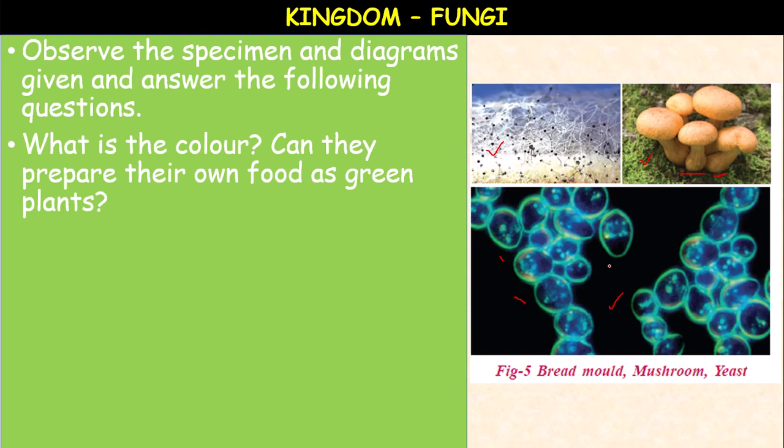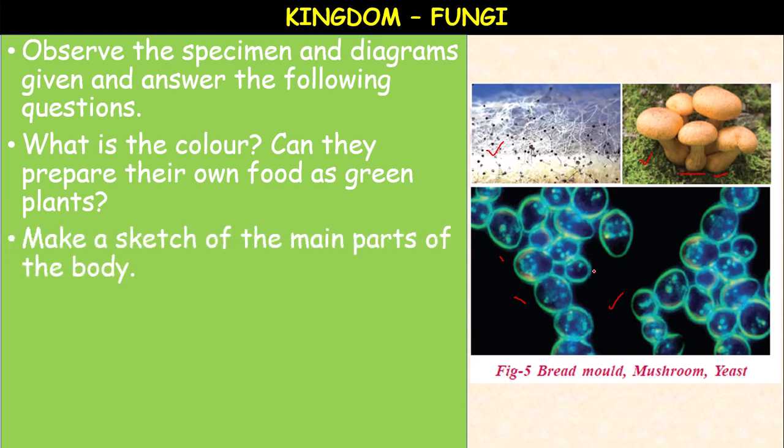So try to answer these questions, children. What is the color? Okay, the bread mold is slightly blackish or gray in color, whereas the mushroom is slightly brownish in color. Okay, can they prepare their own food as green plants? No. So these fungi are non-green plants. Non-green plants means they cannot synthesize their own food.